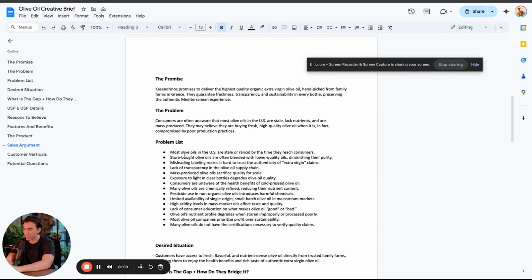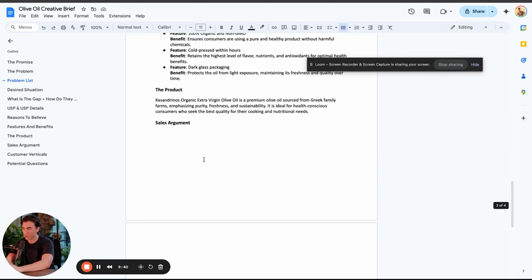Okay, so we have: most store-bought olive oils are often blended with lower quality oils, diminishing their purity. Misleading labeling makes it hard. Lack of transparency in the olive oil supply chain. Mass-produced, sacrifice quality for scale. I like this right here. And then exposure to light. That's a good one. I'm going to take this angle where mass produced olive oils sacrifice quality for scale. So, this is kind of the angle that we're taking, right? So mass produced olive oils sacrifice quality for scale.